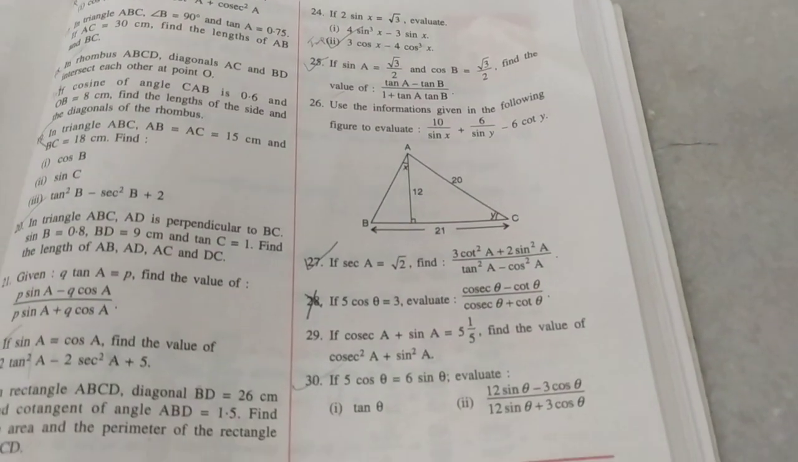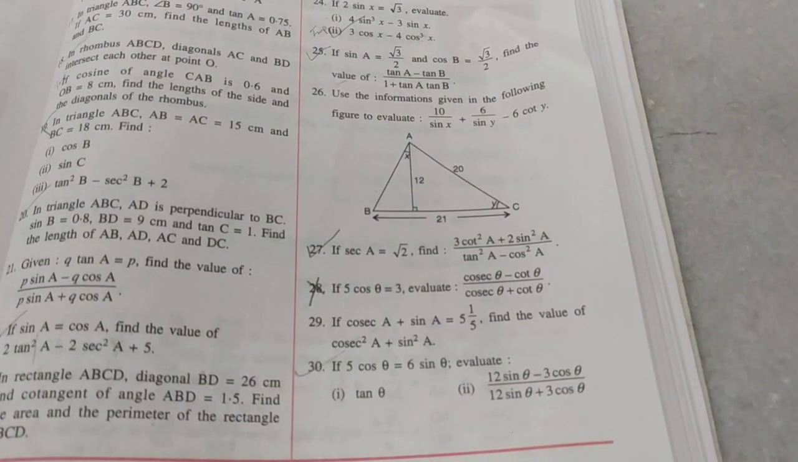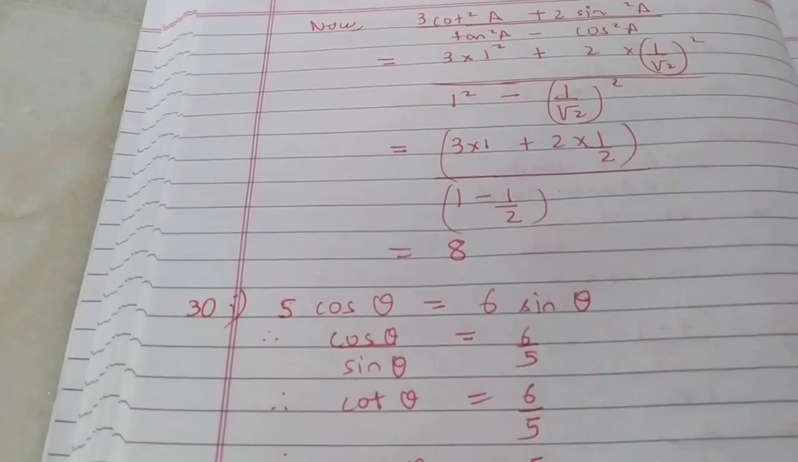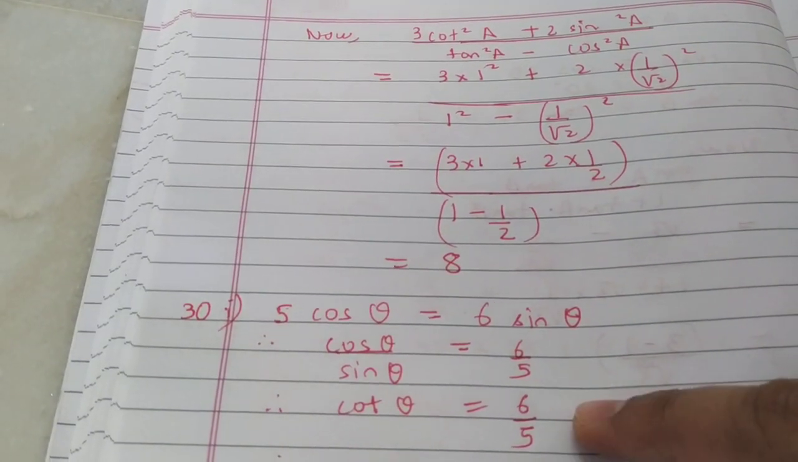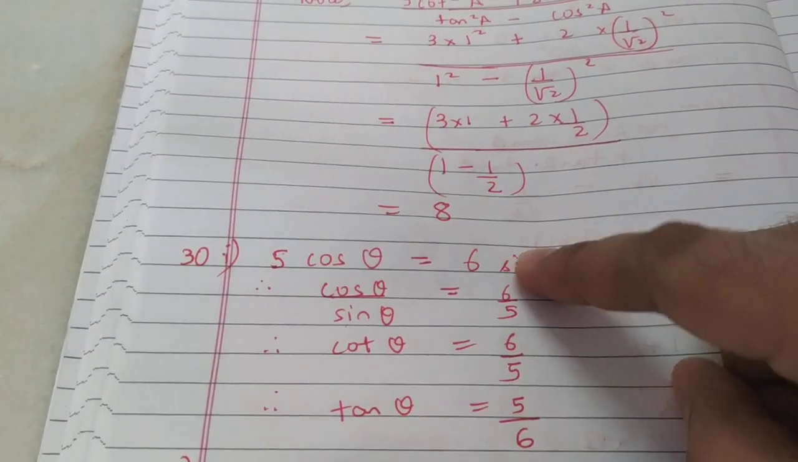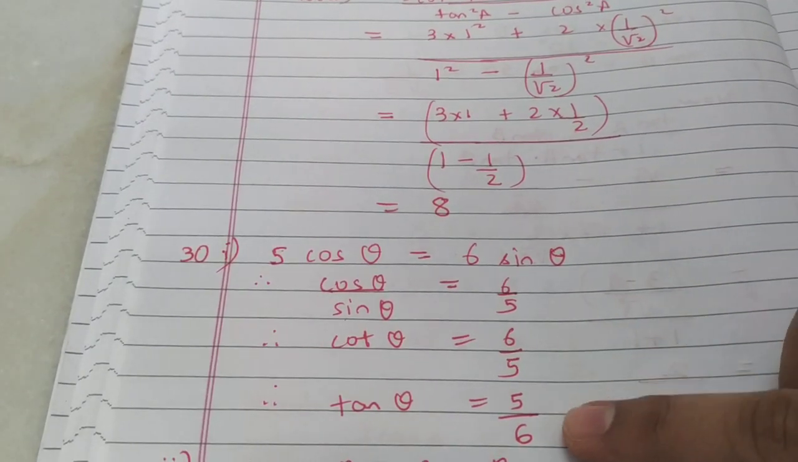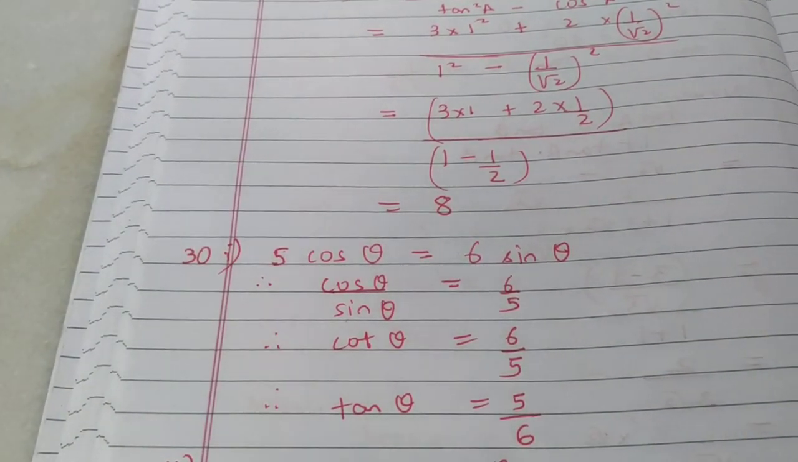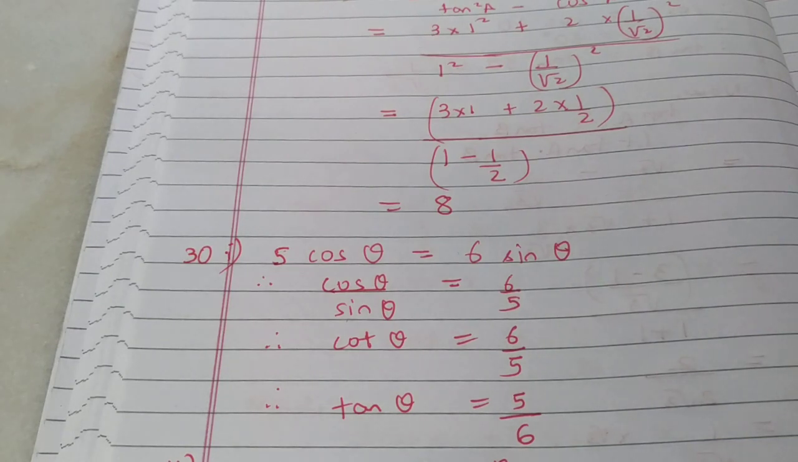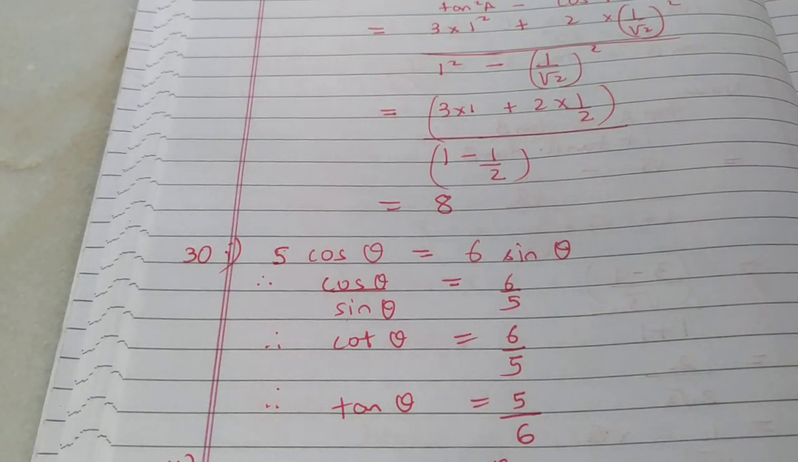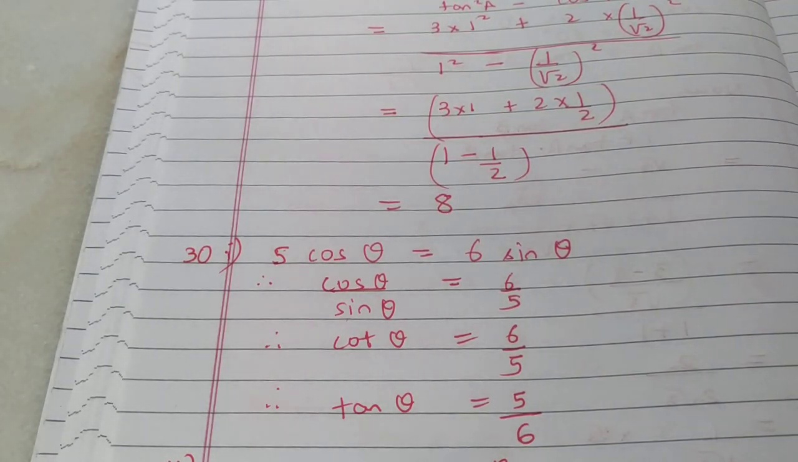Again, they've given 5 cos theta is equal to 6 sin theta. Fine, rearrange the terms, it becomes cos theta upon sin theta, which is cot theta. You could have got the value of tan theta directly, or I've done just a reciprocal of this to get the value of tan theta. So Roman number 1 done. But in Roman number 2, I need the individual values of sin theta and cos theta. How do I do that?